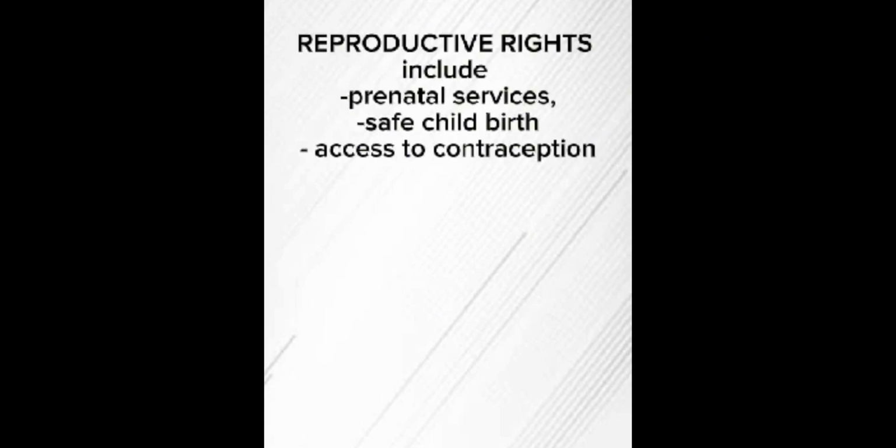Additionally, access to contraception is crucial for individuals to have control over their reproductive choices and to prevent unintended pregnancies. By providing access to these services, reproductive rights help ensure that individuals can make informed decisions about their reproductive health and have the resources they need to support those decisions.